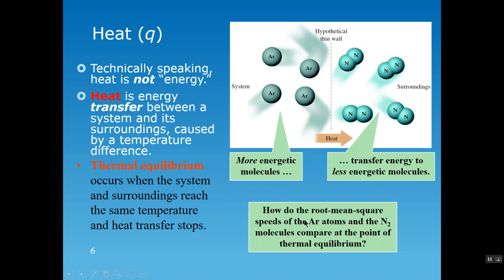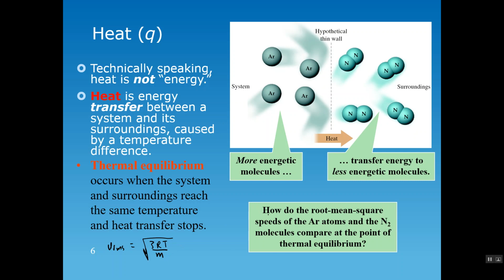How do the root mean squared speeds of argon and nitrogen molecules compare at the point of thermal equilibrium? This has to do with an equation which we met before, and let me remind you of it. The root mean squared speed is equal to the square root of 3RT over M. Remember that equation, right? We use this equation to calculate the root mean squared speed of a gas, where T is the temperature and M is the molar mass.